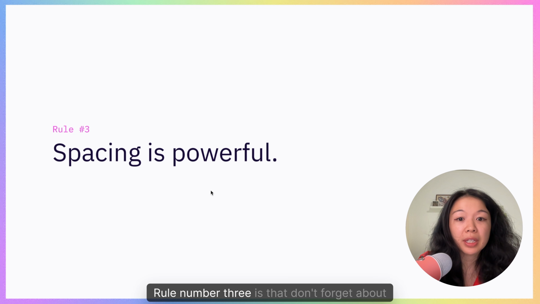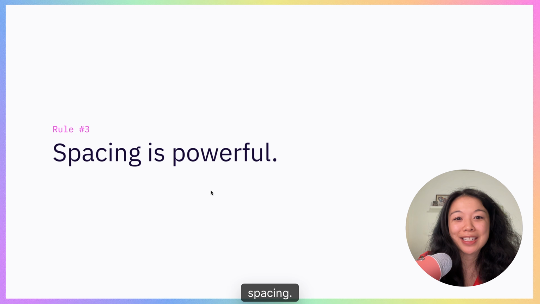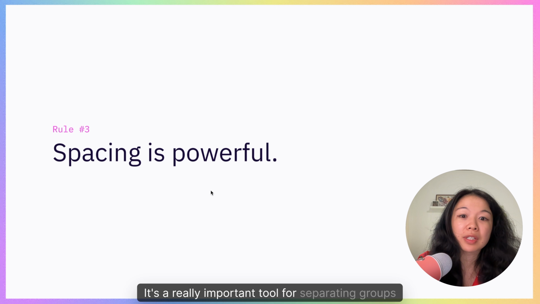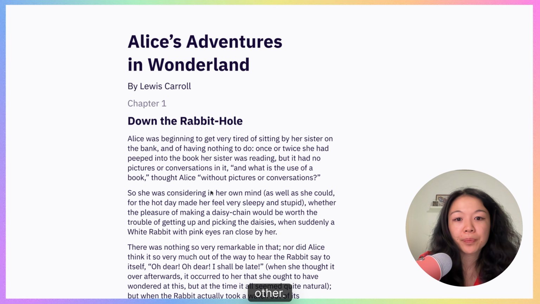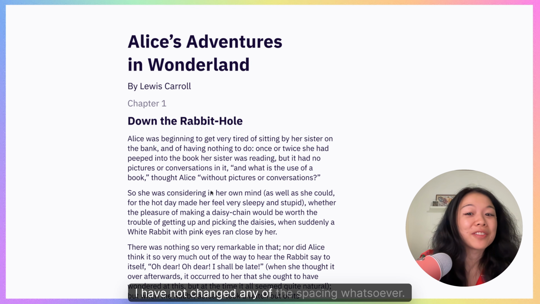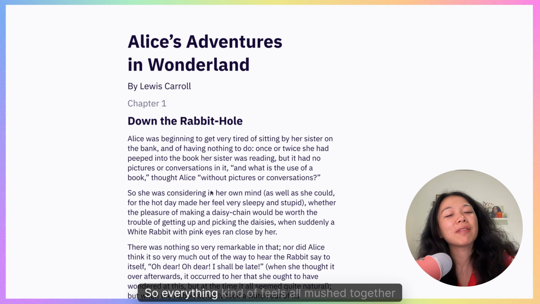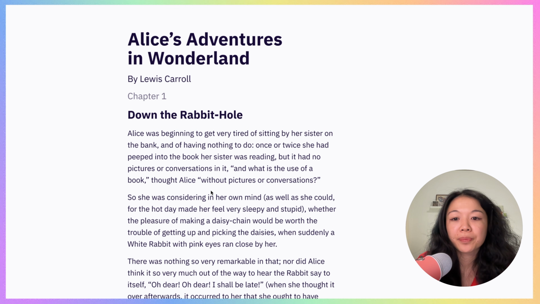Rule number 3 is don't forget about spacing. Spacing is a powerful tool. It's a really important tool for separating groups of text that are related or not related to each other. Take a look at this. I have not changed any of the spacing whatsoever, so everything kind of feels all mushed together.